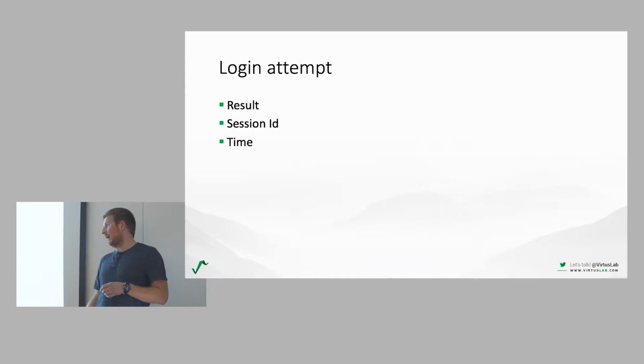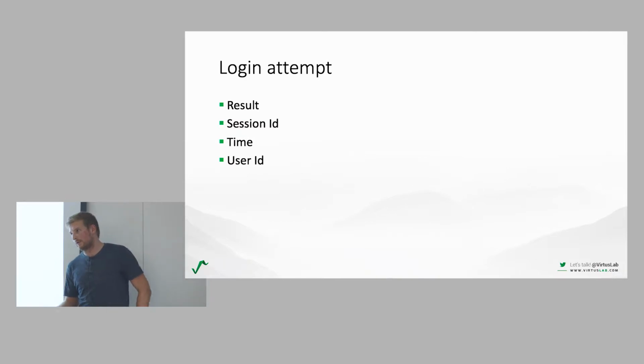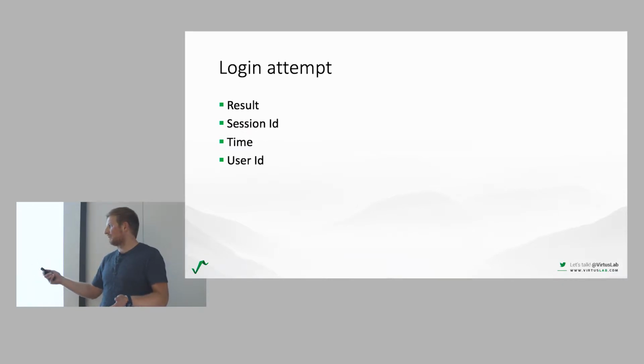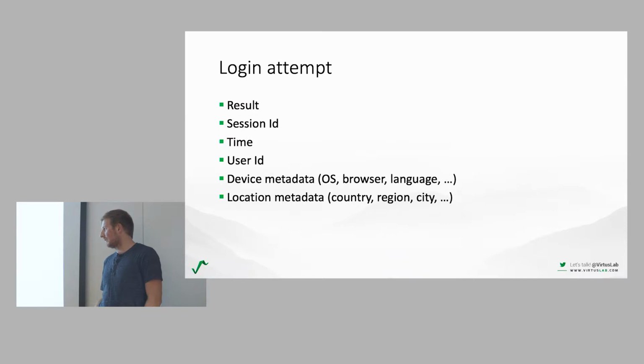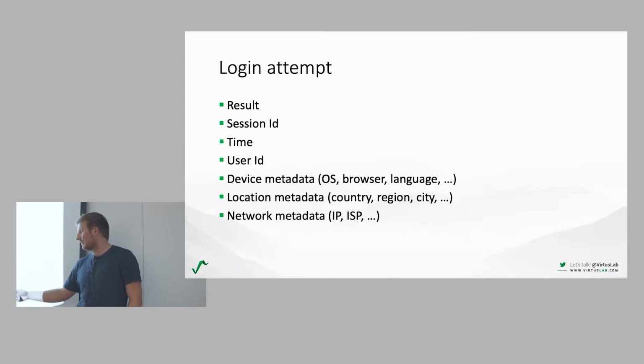We are also interested in the timestamp of this particular attempt, and the user identifier. If we were able to match the user's input to something in our data store of users, we will probably map it to some user identifier. If we cannot do it, this is also potentially important information for us, so we will mark it somehow. Then device metadata to support the requirement of known devices, location metadata, and examples of network metadata: IP, internet service providers, etc.